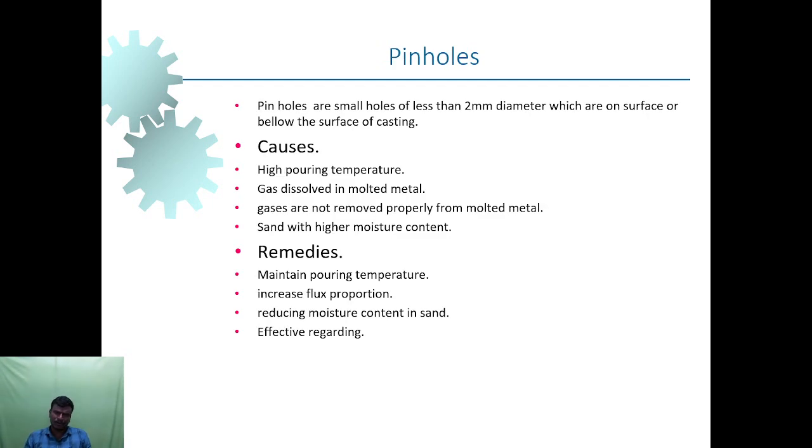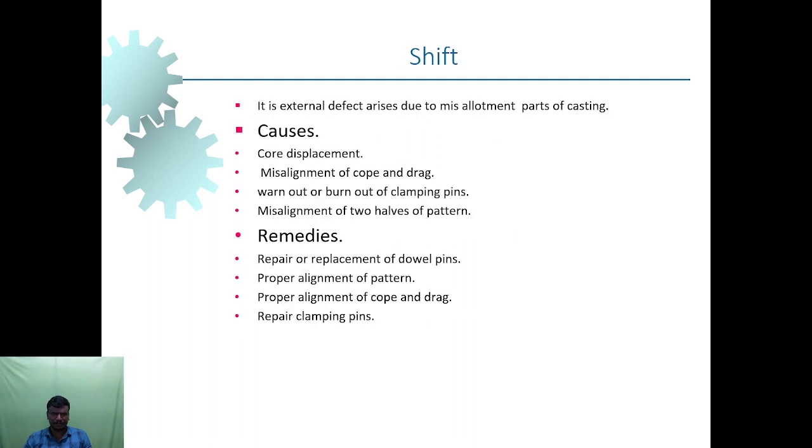Pin holes are small holes of less than 2 mm diameter which are on the surface or below the surface of the casting. The causes of pin holes: high pouring temperature, gas dissolved in molten metal, gases not removed properly from the molten metal, and sand with high moisture content. Remedies for pin holes: maintaining the pouring temperature, increasing flux proportion, and reducing moisture content in sand.